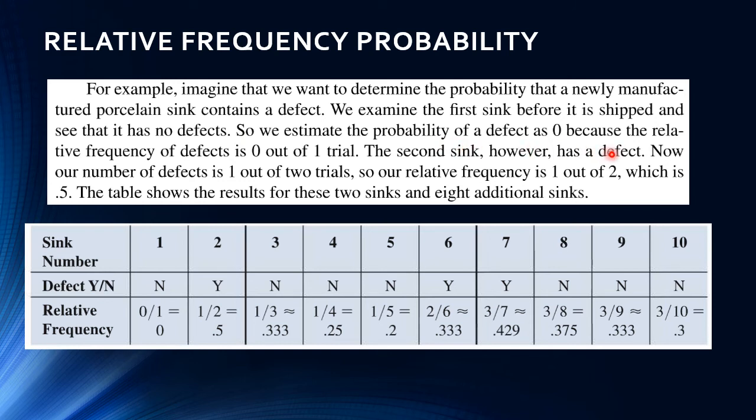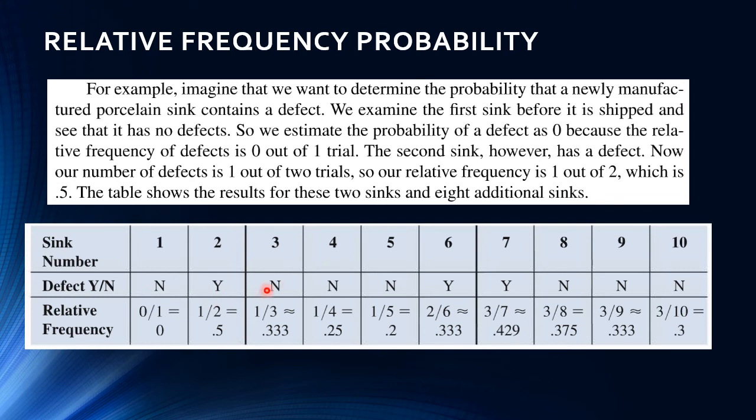The second sink, however, has a defect. Now our number of defects is 1 out of 2, so our relative frequency is 1 out of 2, which is 0.5. You can see that here. The first one had no defects, then we had a defect. Now we're going to look at 10 sinks, and then we had no defects.